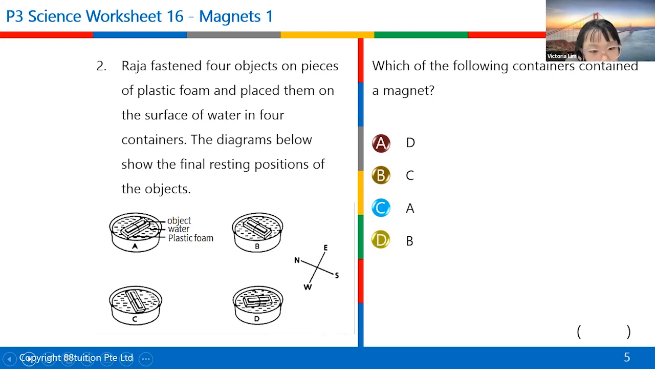No. I think it's B. Why is it B? Because it's pointing to the north and south. Very good. Wow, you're wearing your sunglasses. That's very cool. Okay. Yes, you're right.